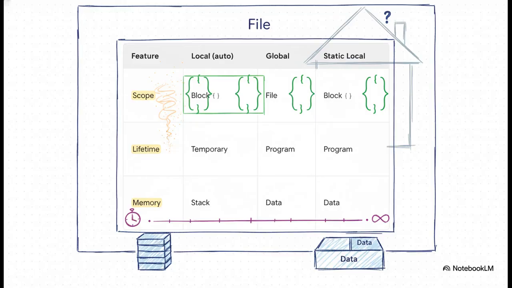So to wrap it all up, the main thing to burn into your brain is this. Scope is about visibility, but lifetime is about existence in memory. This table here summarizes everything perfectly. Your normal local variables are temporary tools on the stack. Globals are like house utilities that last forever. And static locals give you the best of both. A private, persistent tool that stays in its room for the life of the program.